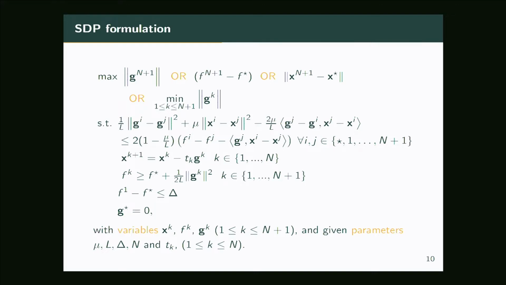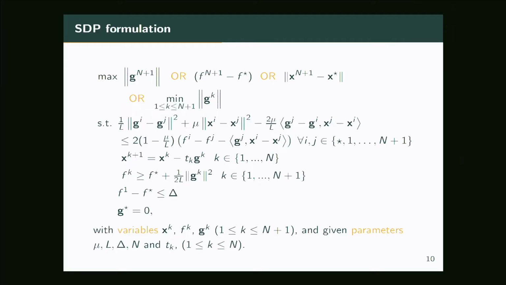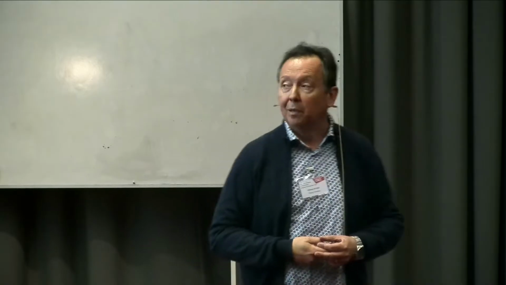Okay, so finally we end up with something which I claim to be tractable. We still have our choices of objectives from before, and now we no longer have variables that are functions from this function class, but just some vectors. So we will now have variables which correspond to unknown points xk generated by Cauchy's algorithm. The gk corresponds to the gradients at those points, and the fk corresponds to the function values at those points generated by the Cauchy method.